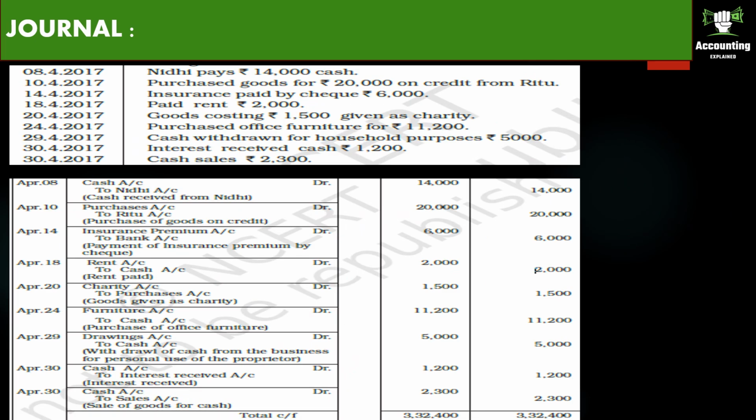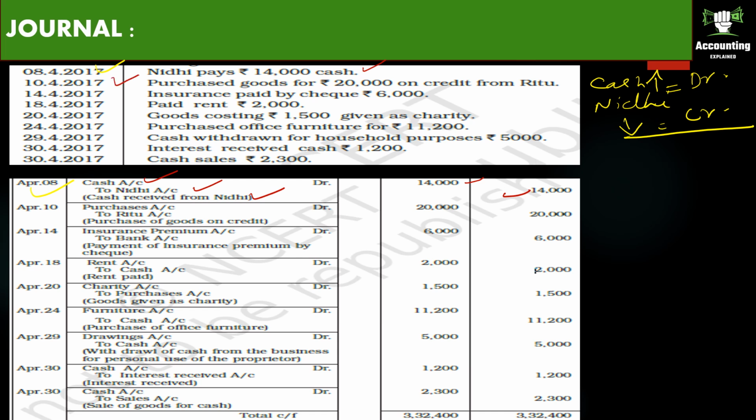Nidhi pays rupees 14,000 cash. So this is the entry. Already Nidhi has bought goods from us. Now she is paying us cash. So cash increases. When the asset increases, what you have to do? We have to debit. Nidhi was our debtor, no? So now the debtor asset is decreased. Since she has paid money, we have to credit. So the entry on 8/4/2017 it is cash account debit 14,000 to Nidhi account 14,000 on the credit side. Cash received from Nidhi is the narration.